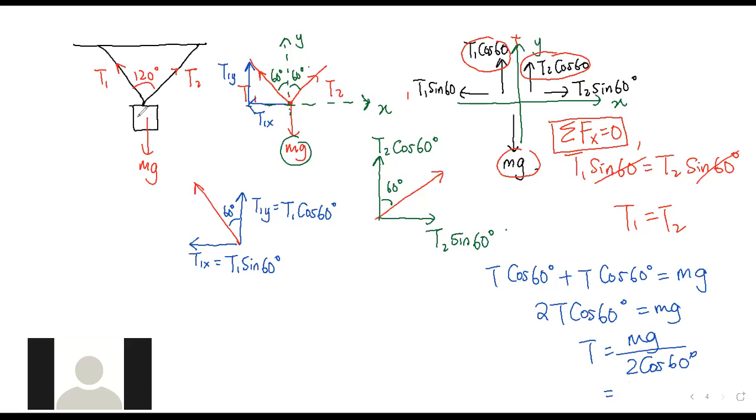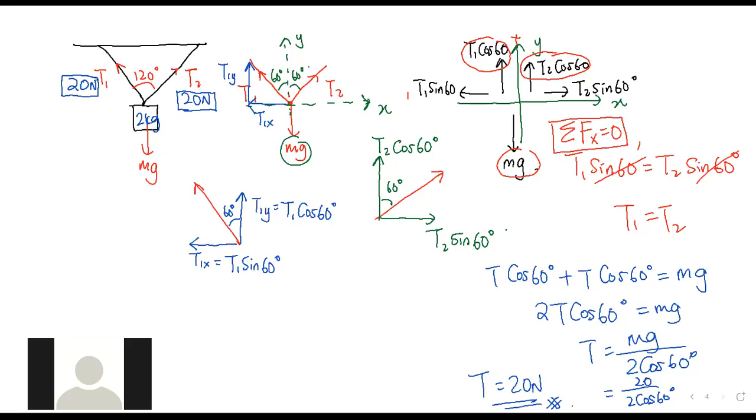Okay, let's take the mass as 2 kg. Okay, so 20 over 2 cos 60. What is the answer? 20 over 2 cos 60. Oh, the answer is 20. So T 是等于20 Newton. From here, I know 20 Newton is acting on the string, and this one also 20 Newton is acting on the string.